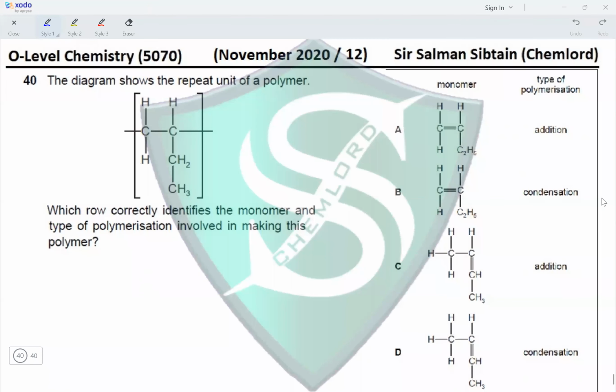Question 40. The diagram shows the repeat unit of a polymer. Now, in this repeat unit, we can only see single bonds. There is no ester or amide bond present. So, this is an addition polymer and not a condensation polymer. Which row correctly identifies the monomer and the type of polymerization involved in making this polymer? So, type of polymerization is addition. So, A and C contain addition, which eliminates B and D.